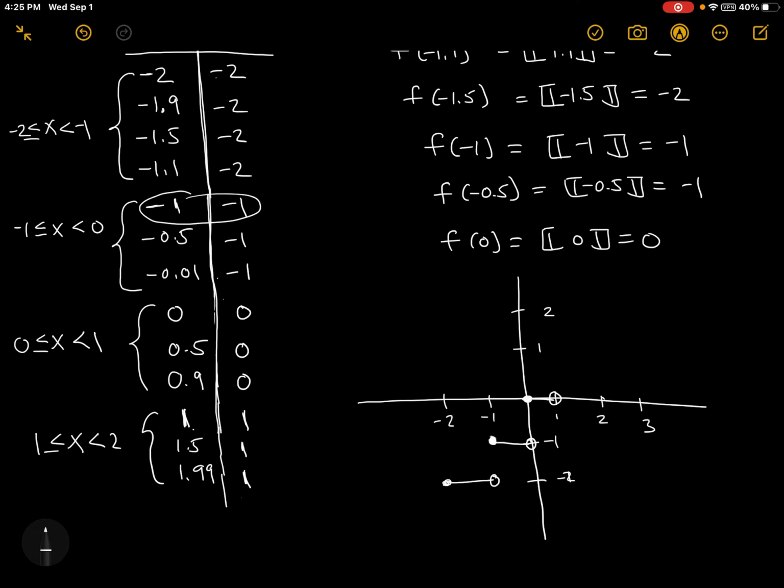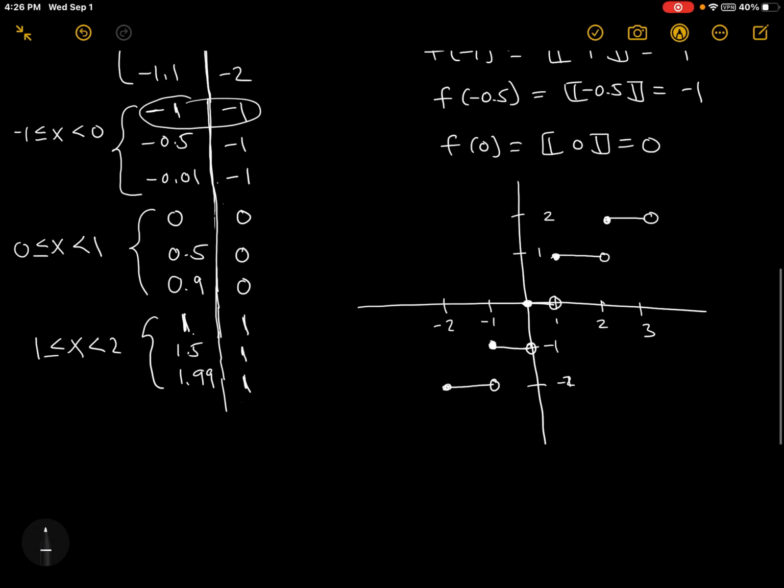And then from 1 to 2, you're going to have y values of 1, but it's going to be an open circle each time at the right. And you can keep going. The graph just continues on forever and ever. Okay, that's all there is to it. The greatest integer function: the domain, if you think about it, you can plug in anything for your x. The domain is going to be all real numbers.